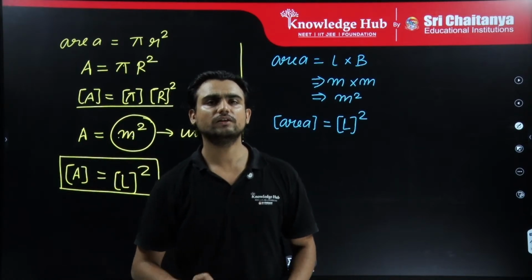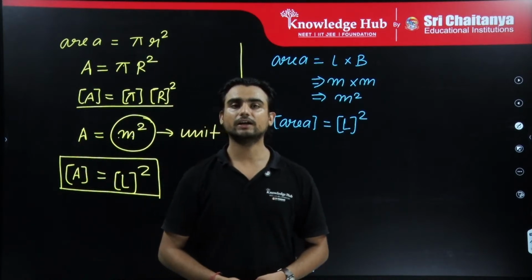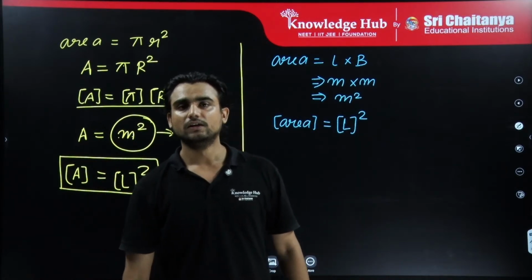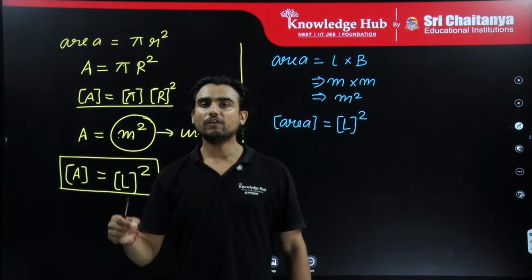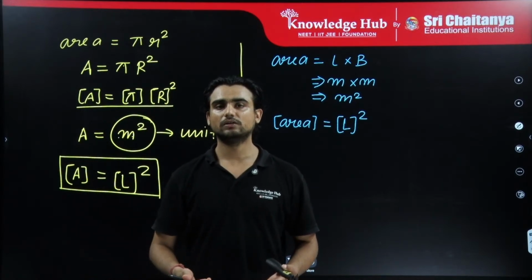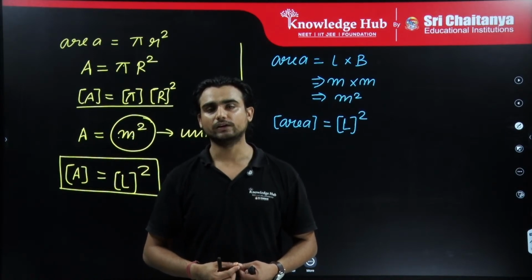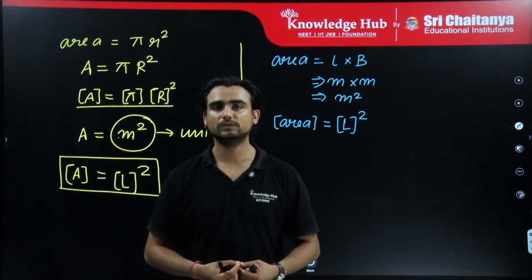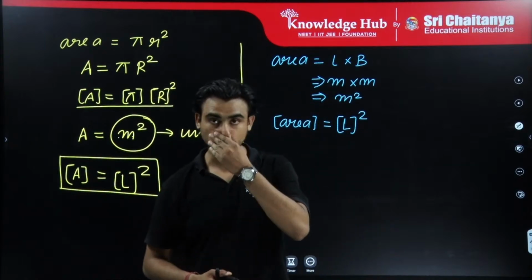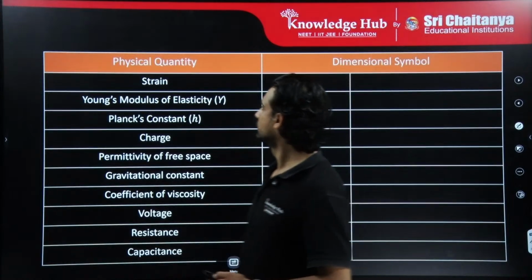There are many other formulas for area, right? The area of a triangle is half base into height. I can also use that and I'll get the same answer. So the dimensional formula is independent of the formula you use, but you should use the correct formula. You cannot use, let's say, the area of a triangle as b square, or b cube. Then you're using the wrong formula. So you have to use the correct formula also. Clear? Now let's move forward.